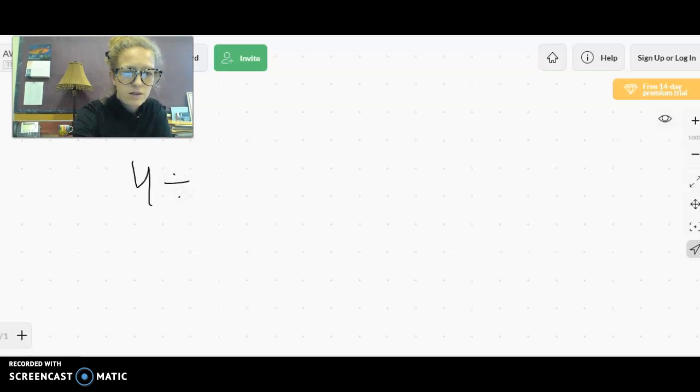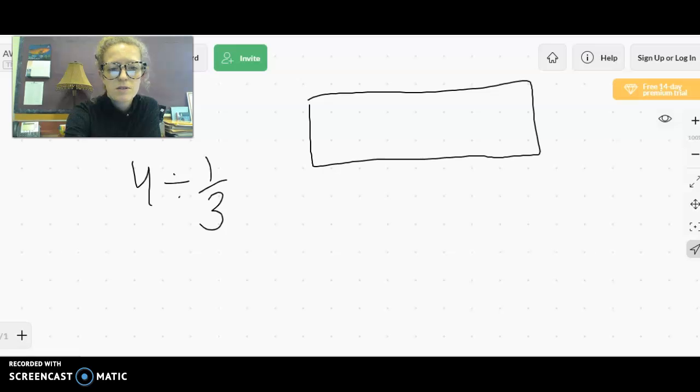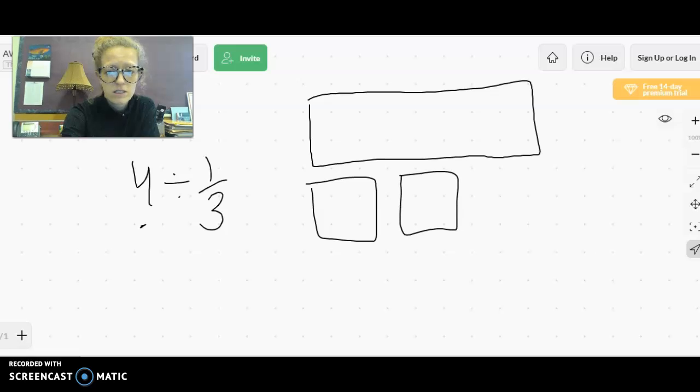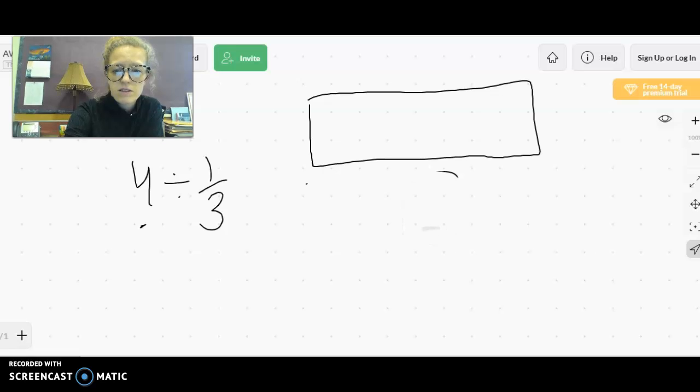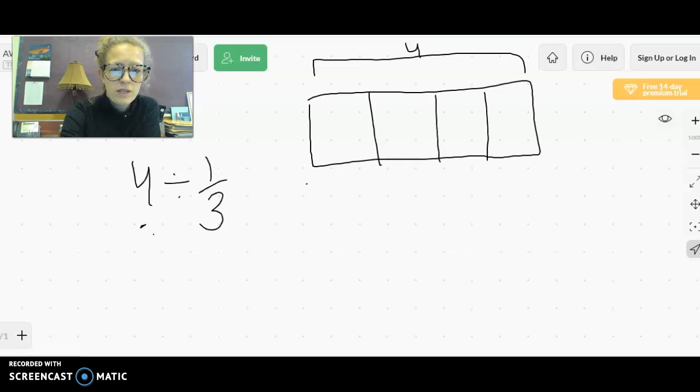4 divided by 1/3. Okay, just like before, I'm going to draw a big slice and break it up into 4. You could also draw 4 separate slices if that's easier for you. It doesn't really matter. I just did a big slice because I felt lazy, I think. All right. Okay, 4 chunks. So 1, 2, 3, 4. Not super even, but I think we get the picture. All of this together is 4. How many slices am I going to divide each whole into?